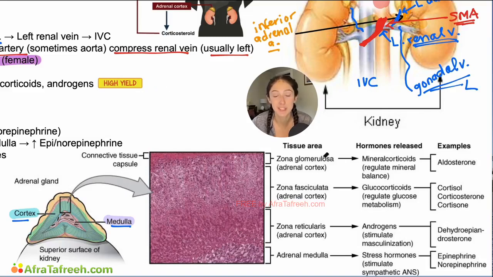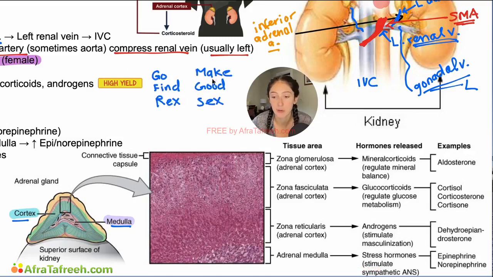Now first, let's just talk about the cortex. Now the cortex is divided up into 3 different layers. Each of these individual layers is going to secrete different hormones, and I like to remember which hormones each layer secretes with the mnemonic go find Rex, make good sex, and we can talk about what this mnemonic stands for as we go through this image.